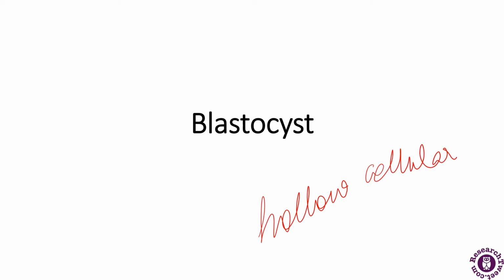So the next topic which we will be discussing here is about the blastocyst. Now what do you understand by this term? The definition of blastocyst is that it is a hollow cellular mass formed during the first development, consisting of cells forming the trophoblast and the inner cell mass, and the fluid-filled cavity of the blastocoel. So this is what is known as the blastocyst.